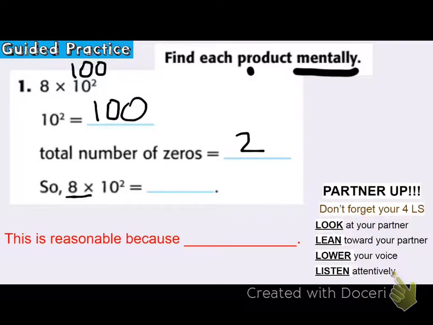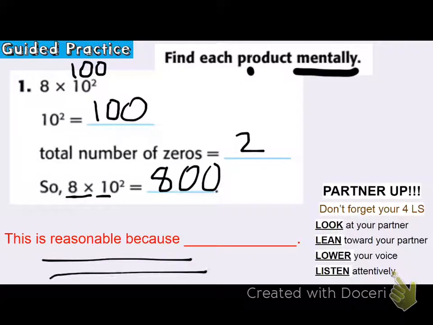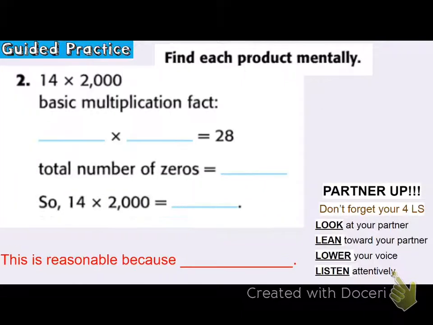So 8 times 1, multiplying those factors first, is 8. And then add your zeros in the pattern, 800. It's reasonable because 10 to the second power, 10 squared, is really 100, and 8 times 100 is 8 $100 bills. I have the right answer.